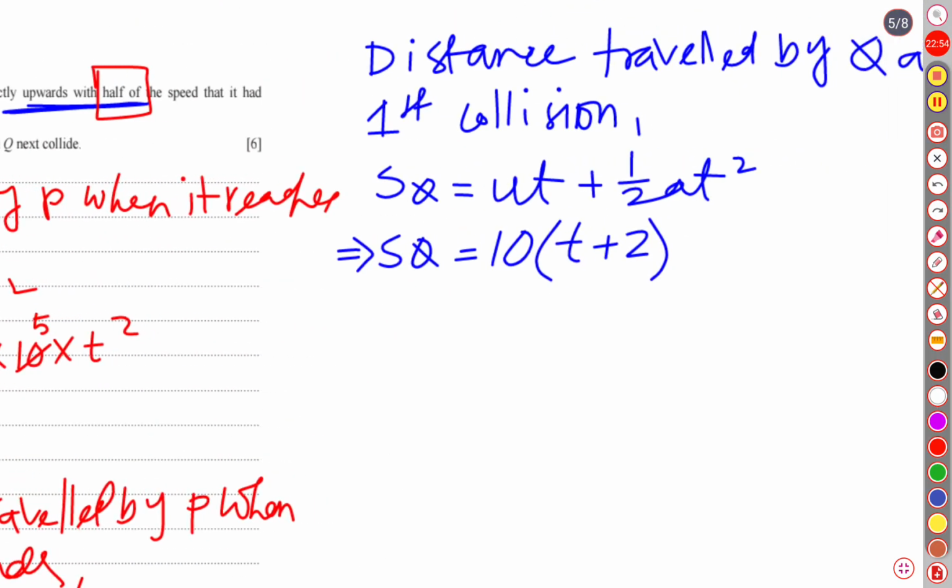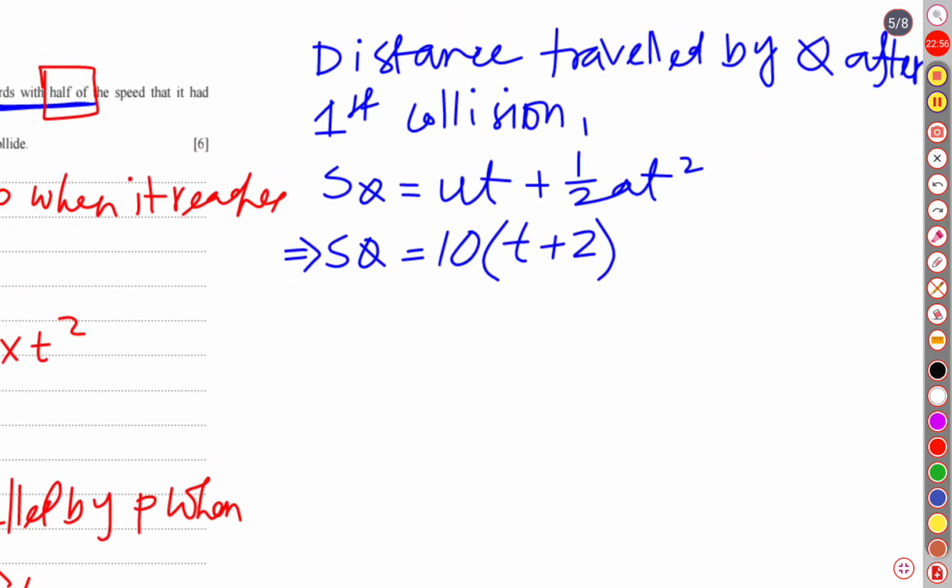But what was Q? Q was actually moving upward after the first collision. Q didn't stop at all. We have already seen from the solution of part B that the velocity of Q after the collision was 10 meter per second. That means it was never at instantaneous rest. It was continuously moving on. So the time taken by Q was 2 seconds more.